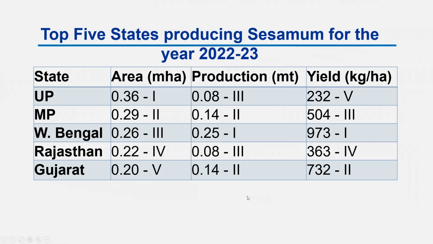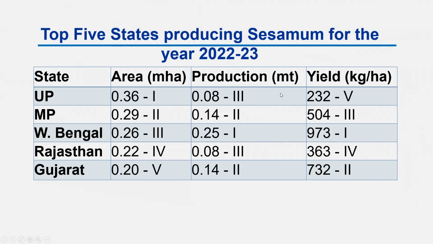Now see what the position of till or sesame in India is. Five states producing sesame for the year 2022-23. Now you can see the area. Area is highest in Uttar Pradesh, which is number 1 in area, followed by Madhya Pradesh, number 2, 0.29 million hectare, then West Bengal, Rajasthan and Gujarat. Gujarat is at 5th number.